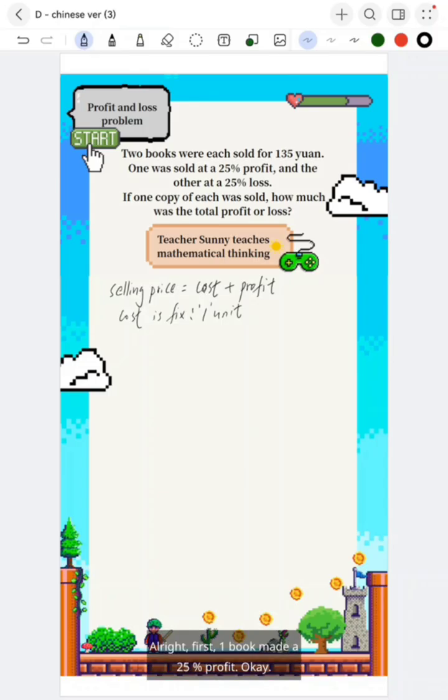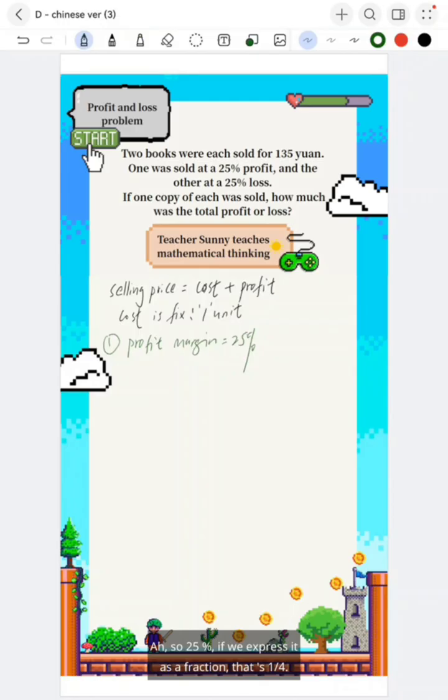Alright, first, one book made a 25% profit. There are two books, right? One made a profit and one made a loss. So, for the first one, how much did it make? Its profit margin is 25%.